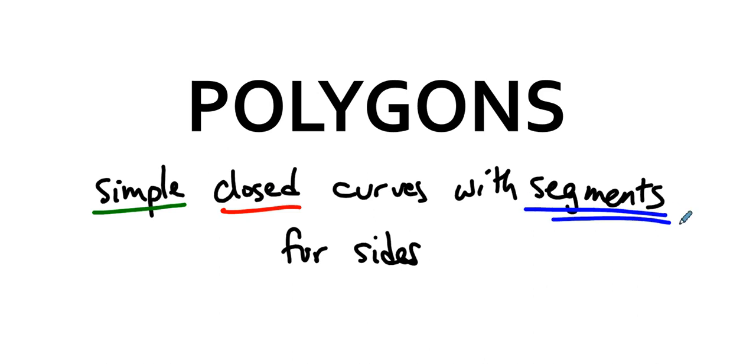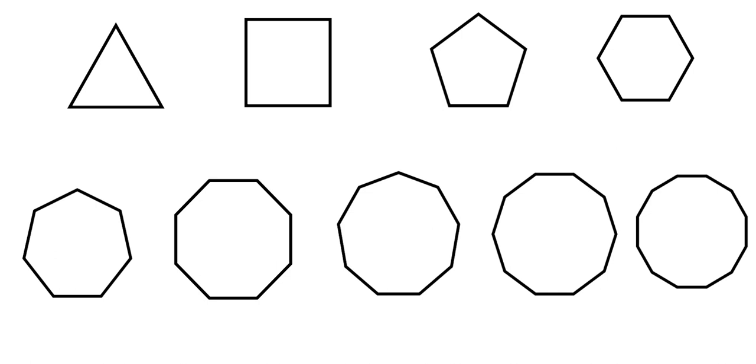Circles are not polygons. Semicircles are not polygons. Ellipses, ovals, they're not polygons. These things are polygons, right? These are the things you think of when you think of polygon.